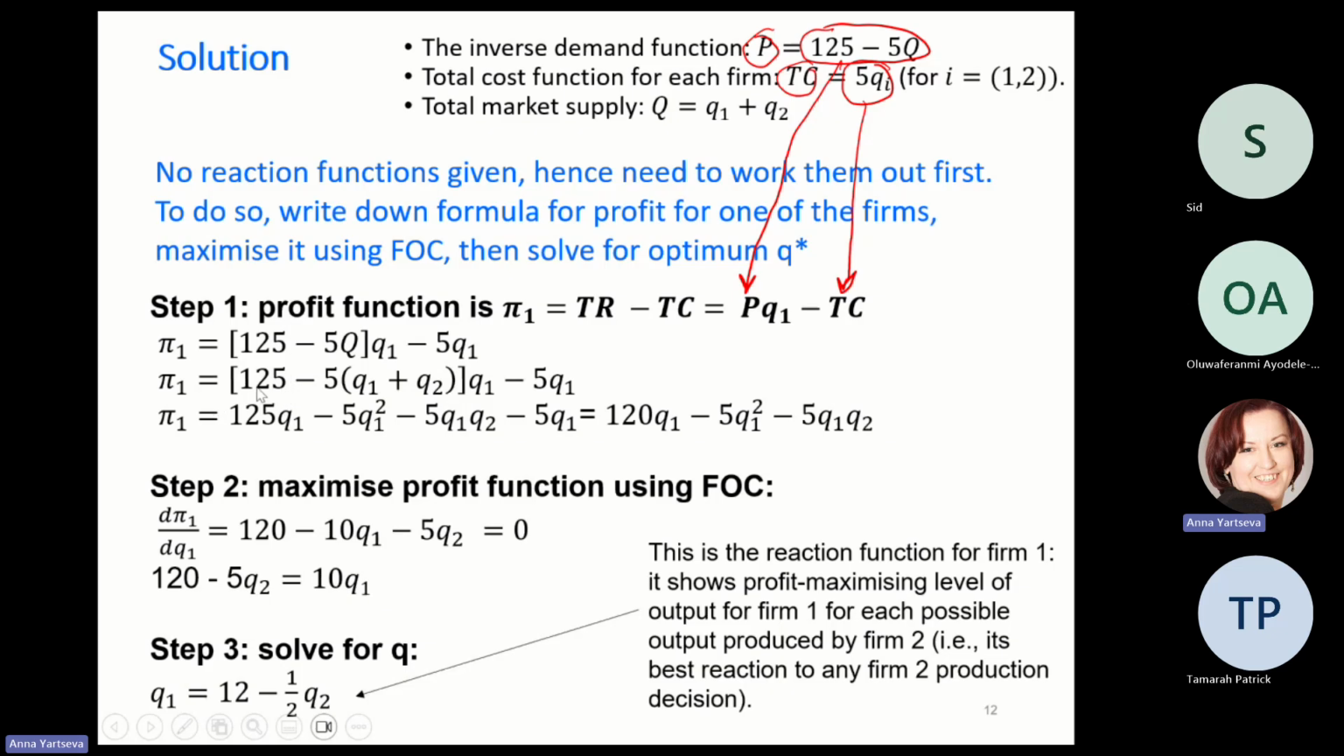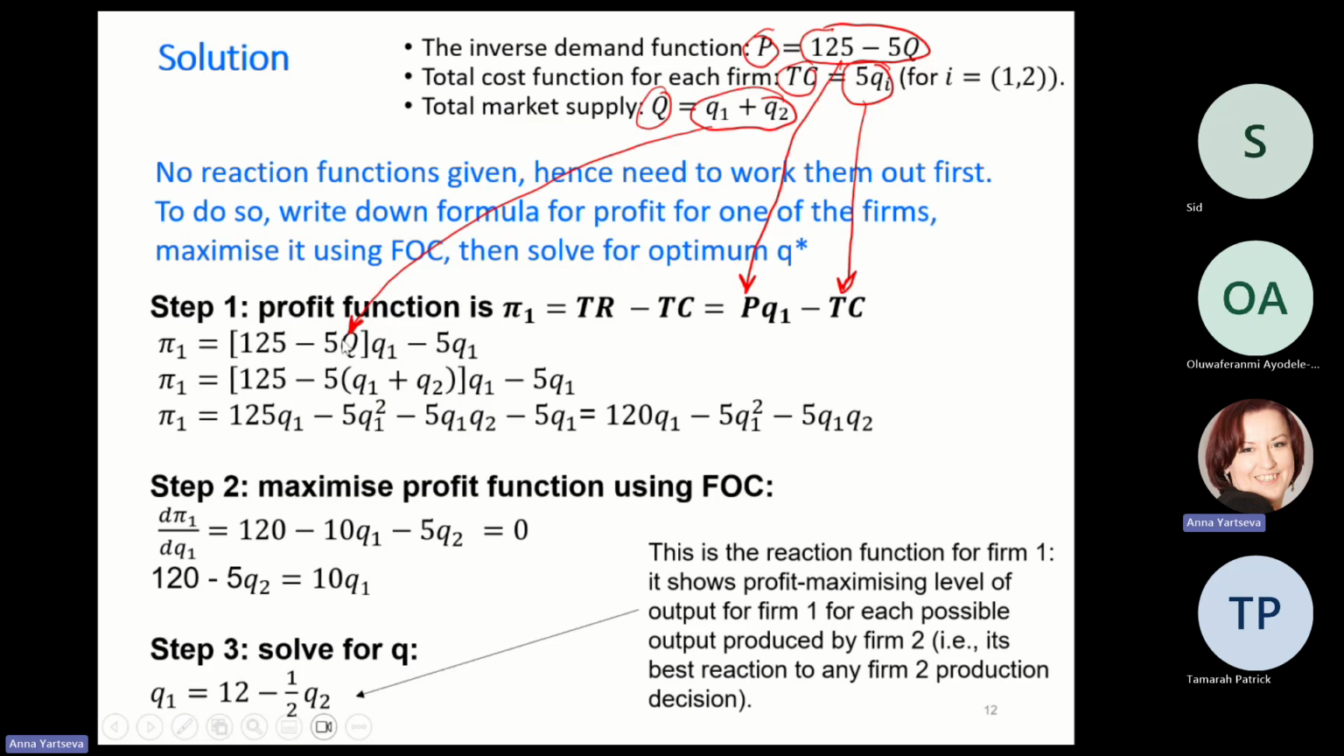Right, so what are we doing here? Quantity, we can also replace quantity with this expression. Just plug everything in. We plug this instead of capital Q. You see, capital Q is equal to Q1 plus Q2. So let's replace this first.